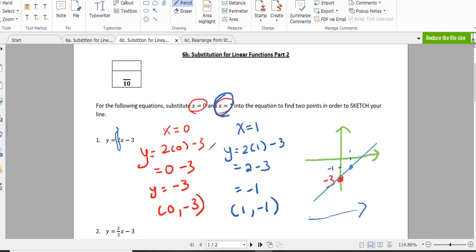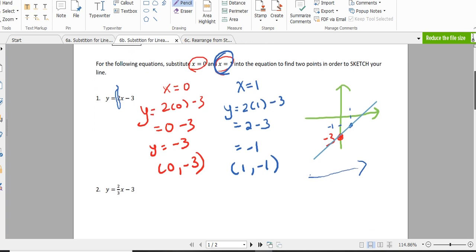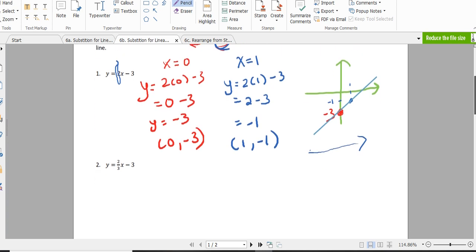So the rest of the questions are identical to the last lessons, except the equations are different.